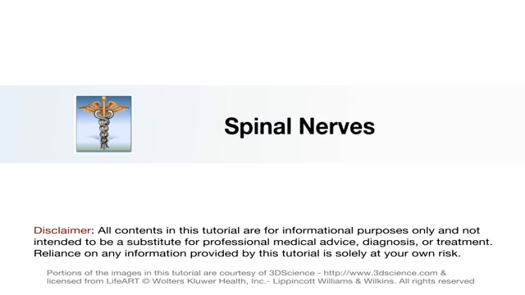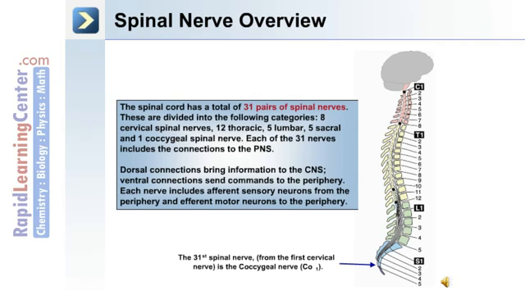Now let's move on to discuss the spinal nerves. Information traveling from the brain down through the tracts of the spinal cord exits the spinal cord through the spinal nerves. There are a total of 31 pairs of spinal nerves in the human nervous system, and they're divided into the following categories: 8 cervical, 12 thoracic, 5 lumbar, 5 sacral, and also in the sacral region is the 31st spinal nerve, the coccygeal nerve. Each of the 31 nerves includes the connections to the peripheral nervous system.